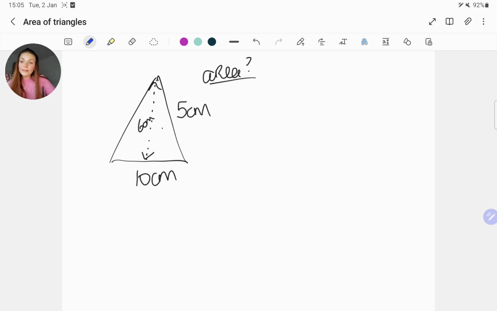Well, the formula for area is area equals, sorry about that, that was just my husband called me to see if I was okay. So now, where was I?